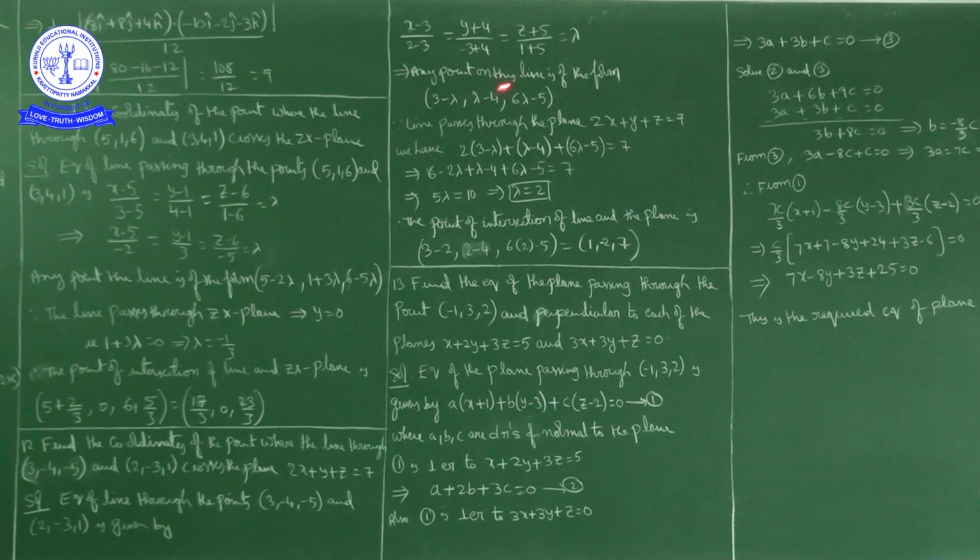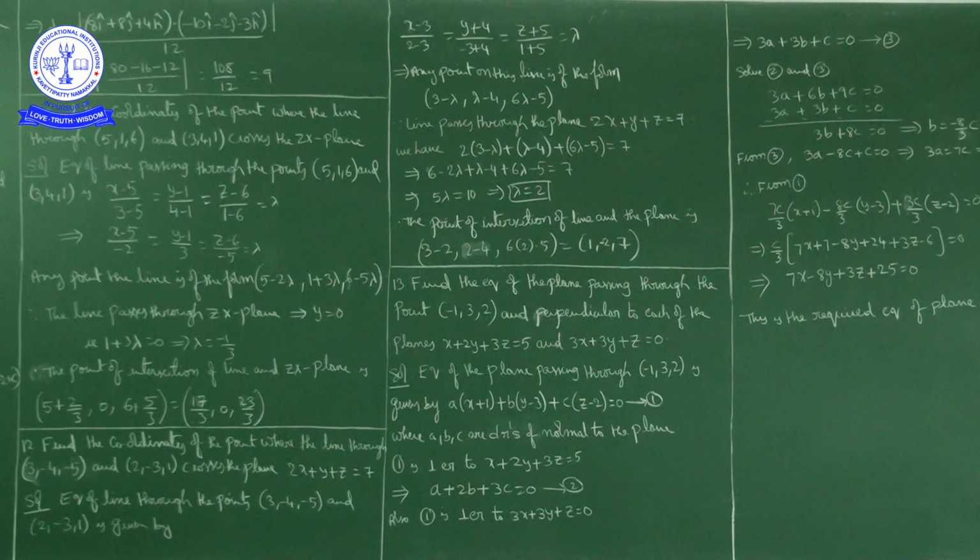Now the equation of line: (x - 3)/(2 - 3) = (y - y1)/(y2 - y1). Now y1 is what here? Minus 4, so (y + 4)/(-3 + 4) = (z + 5)/(1 + 5) = lambda. So what we have here: (x - 3)/(-1) = (y + 4)/1 = (z + 5)/6 = lambda.